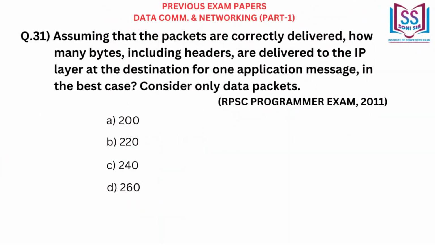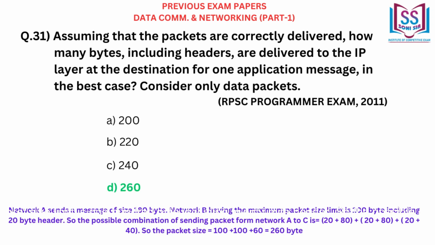Assuming that the packets are correctly delivered, how many bytes, including headers, are delivered to the IP layer at the destination for one application message, in the best case? Consider only data packets. A. 200. B. 220. C. 240. D. 260. Correct answer D.